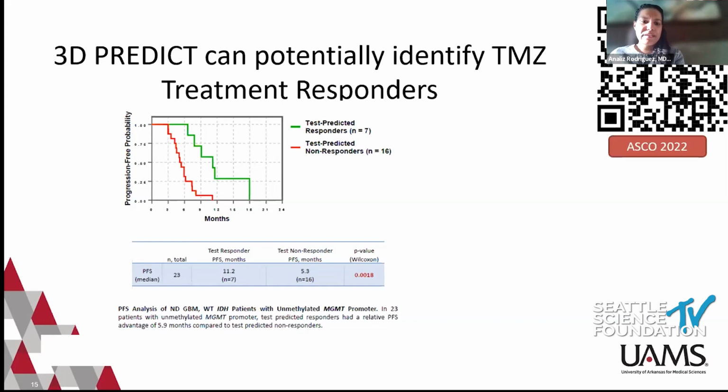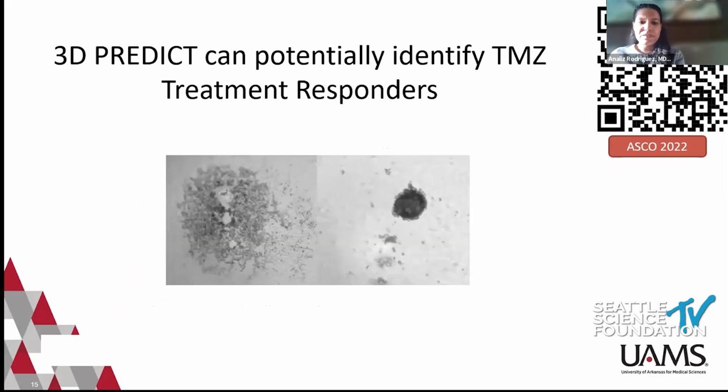So here in these unmethylated patients, there was just a portion that were found to be responders, and this correlated with their progression-free survival. So this is promising work that perhaps this test can help stratify patients. And again, it is dependent on having adequate tissue.